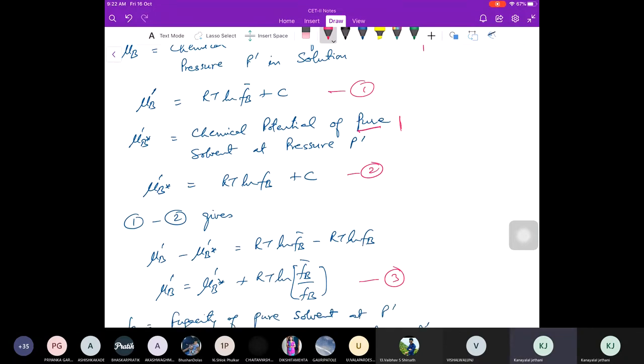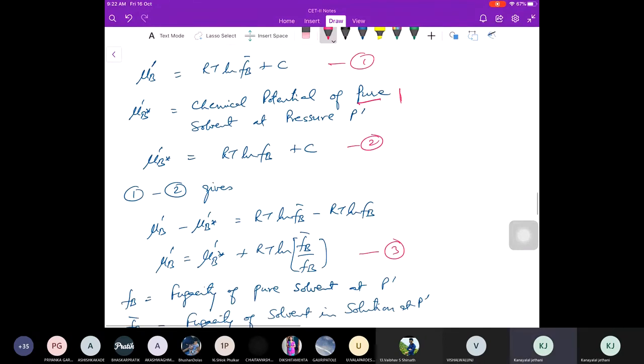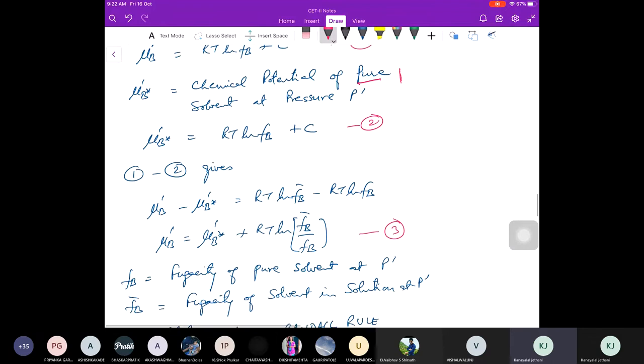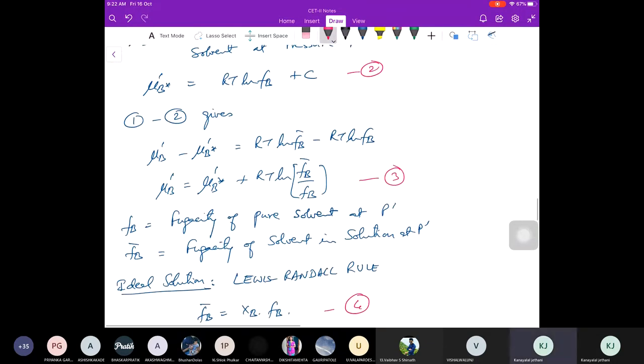Now if you take 1 minus 2, mu B prime minus mu B star prime is equal to RT ln f B bar minus RT ln f B. The C cancels out. We can rearrange this and we get mu B prime is equal to mu B star prime plus RT ln f B bar upon f B. Any questions on equation 3? f B is nothing but fugacity of pure solvent at pressure P prime, and f B bar is fugacity of solvent in solution at pressure P prime.